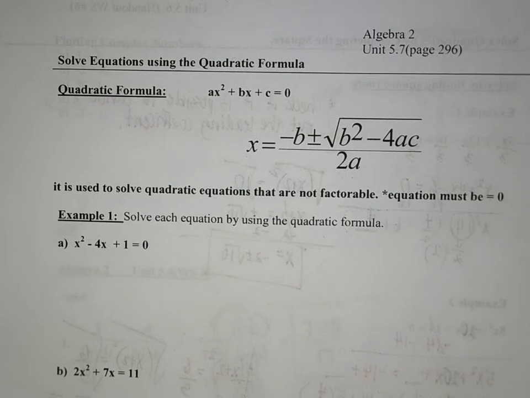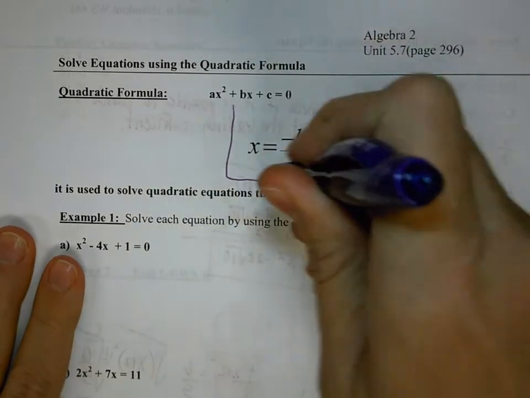Okay, 5.7, the quadratic formula. This should be something that all of you know.